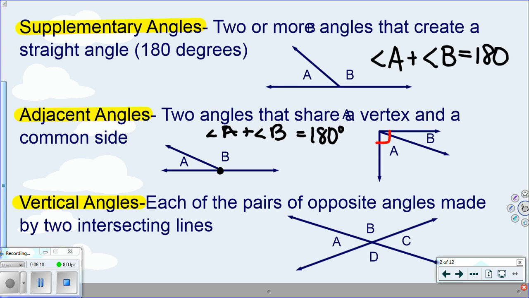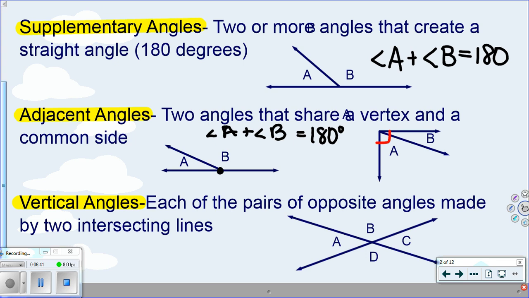So who can tell me a pair of vertical angles in this example? Who can tell me a pair of vertical angles? Let me fix this. Who can tell me a pair of vertical angles in this example? They're opposite angles created by two intersecting lines. Josiah, tell me one pair. Angle B and angle C.